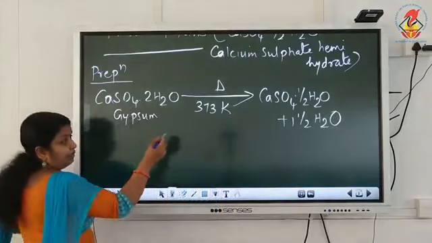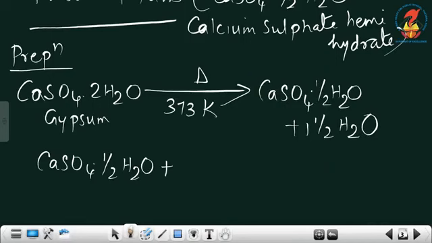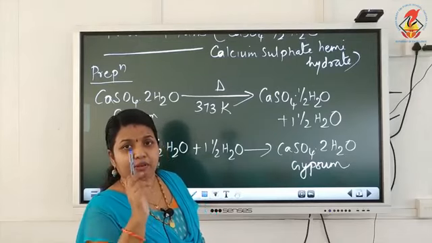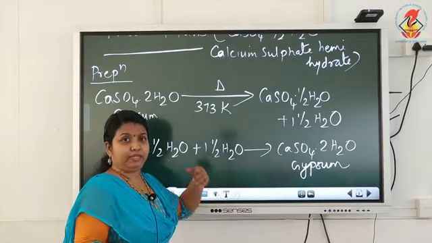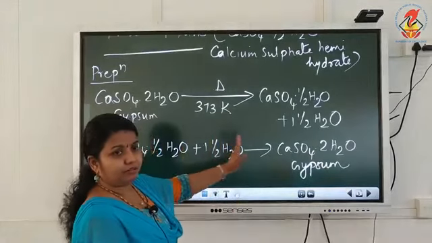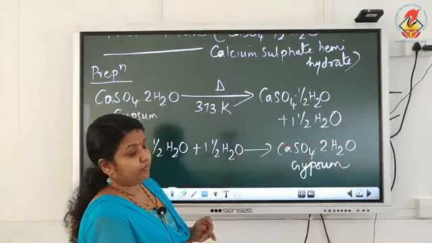Now again, when you mix plaster of Paris with water, this is an important reaction. Write the chemical equation for the reaction between plaster of Paris and water. It is mixed with 1.5 molecules of water. It changes back to gypsum again, a hard solid mass of gypsum. So that's why it is said that plaster of Paris should be kept in a moisture proof container. It should be kept away from water. Once it comes in contact with water, it again sets into a hard solid mass of gypsum. So this is the reaction between plaster of Paris and water.